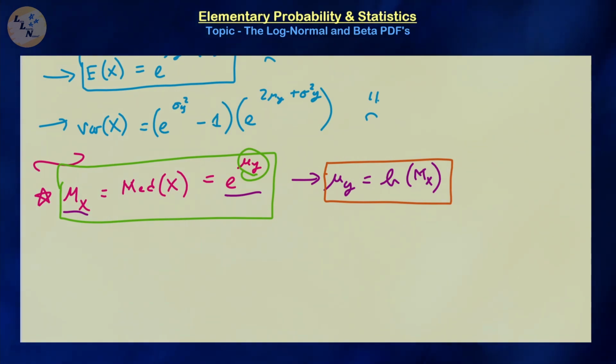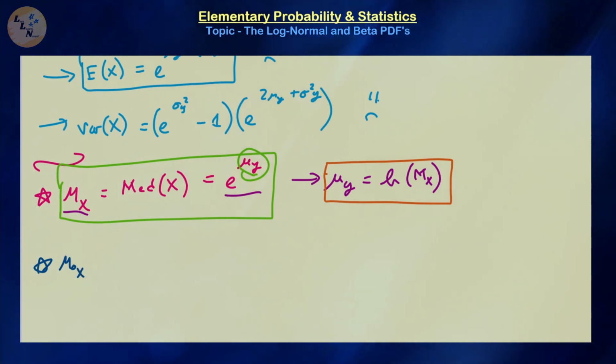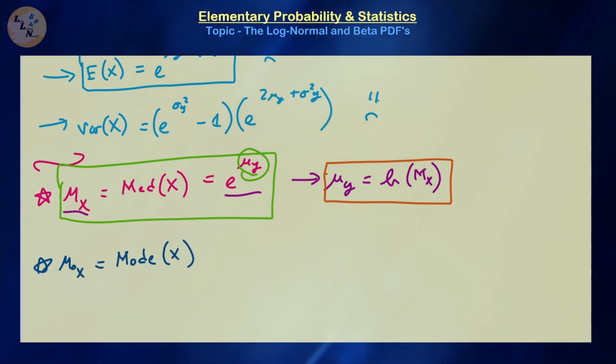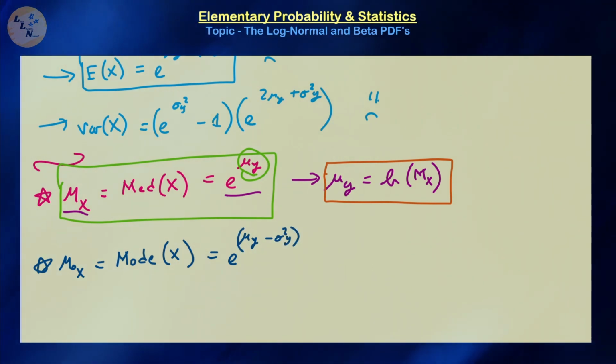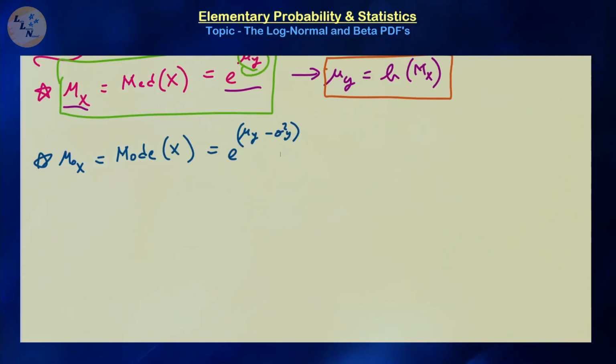The second metric that has a very nice representation is going to be the mode. Some people write it as MO of x. Some people also write it as MODE of x. Either one probably is okay. And the mode representation is going to be e to the mu y minus sigma squared y in the exponent. Now, it's not the nicest of expressions, but we can get a nice little representation because we already know how to find mu y provided that we know the median of x.